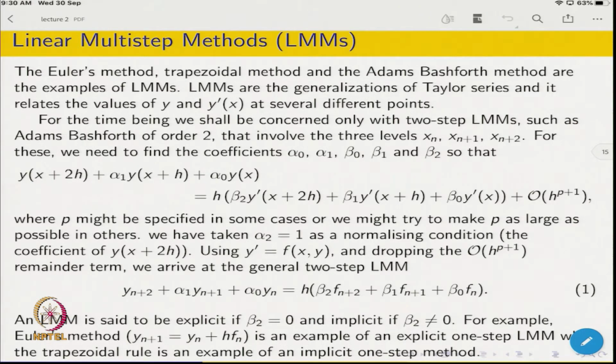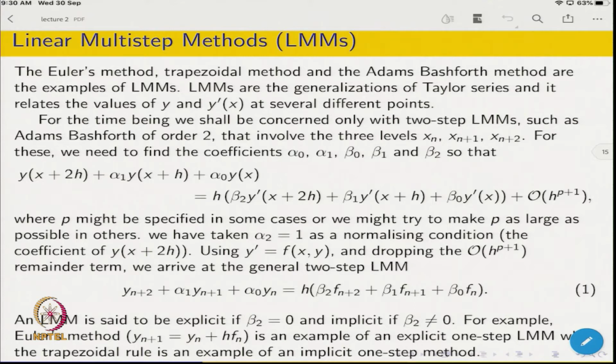The Euler method, trapezoidal method and the Adams-Bashforth methods are examples of linear multi-step methods. Single step, two step, both categories come under multi-step. So, linear multi-step methods are the generalization of Taylor series. Why is it a generalization of Taylor series?